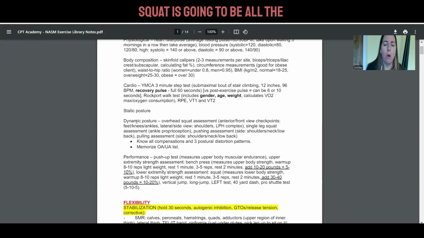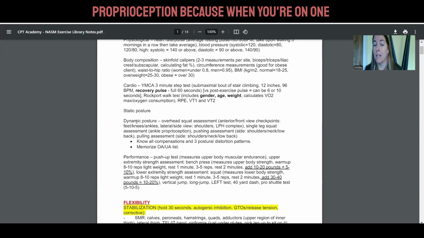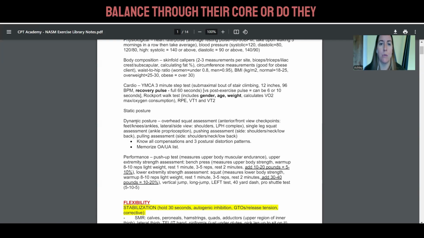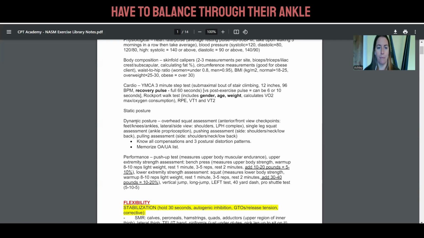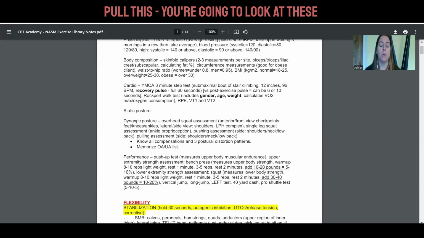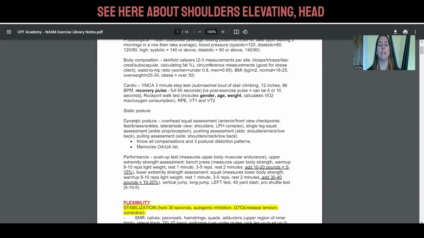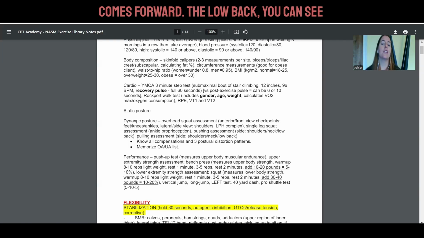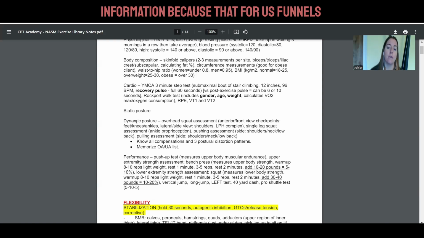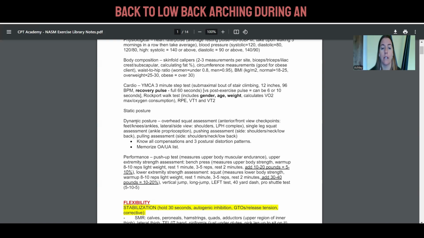Single leg squat is going to be all the same things, except it's also going to be looking at ankle proprioception, because when you're on one side, you can see, are they trying to balance through their core, or do they have to balance through their ankle because the core is too weak? Push and pull, you're going to look at these from the side view, and you mostly want to see shoulders elevating, head comes forward. The low back, you can see the arch too, but that's not new information because that funnels back to low back arching during an overhead squat.